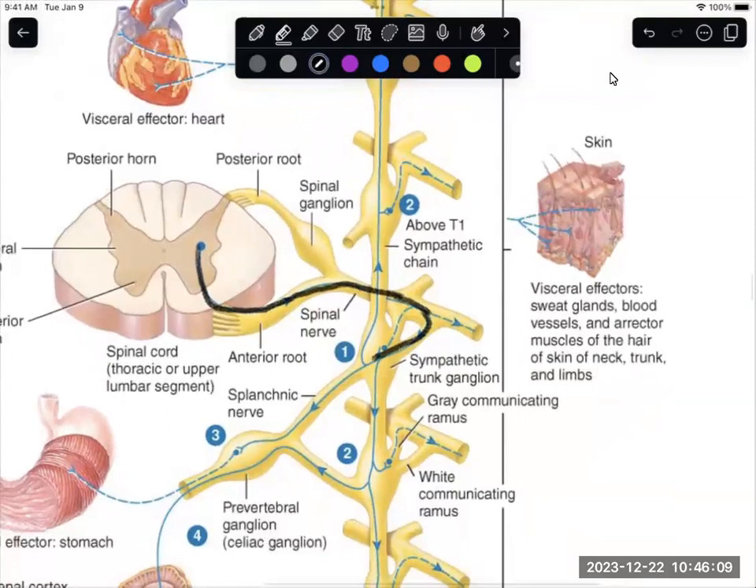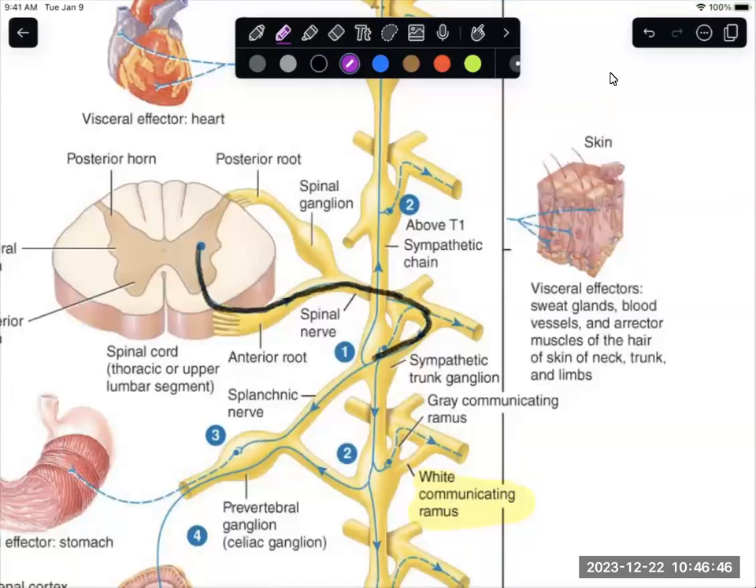What it is traveling on, that's where it's labeled, I just wanted to highlight it, is known as the white rami or white communicating rami or white rami communicants. Same thing. This is named a white ramus communicans or white communicating ramus because we have myelinated axons coming out of that spinal cord. So it's white because they are myelinated.